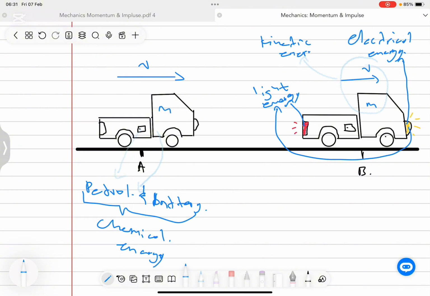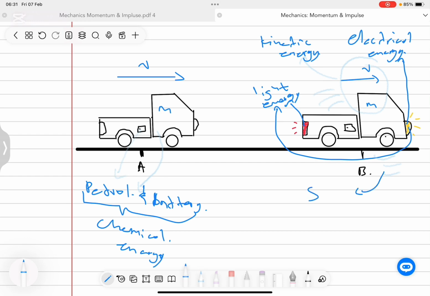Because now it has some form of motion, and we said the energy that defines motion is called kinetic energy. The other thing that you have to observe is that when all these mechanics are taking place in here, there will be some form of sound energy that the truck is actually producing. There'll be a sound that is propagated in the air, right? So there'll be some form of sound as the car is actually moving.